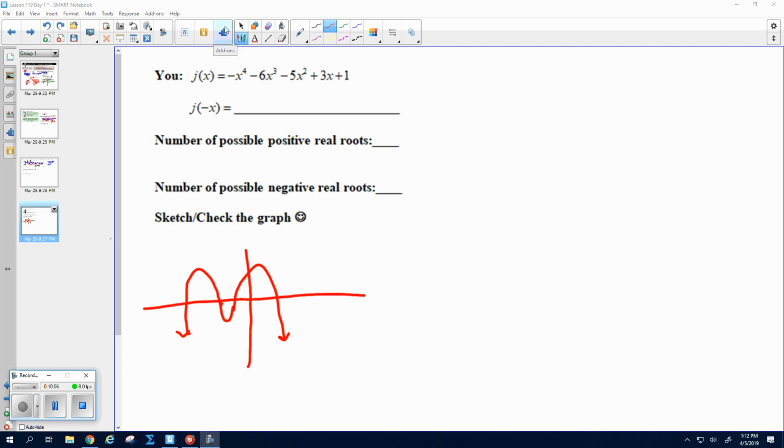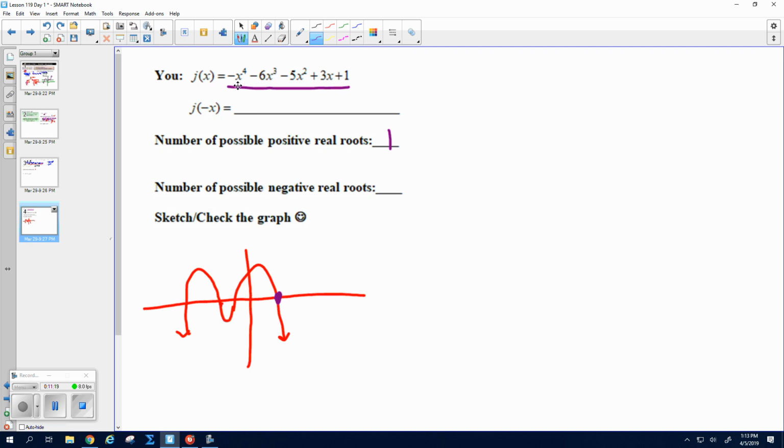All right, Thomas D., how many sign changes did you get for the positive, the original function? Okay, everybody get 1 sign change there? So if it's 1, it's just 1, and you're done. So we definitely know there has to be at least 1 positive real root. And when you look at the graph, that is what we got. Okay, now the number of possible negatives.